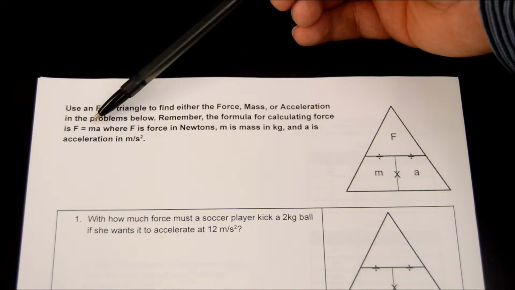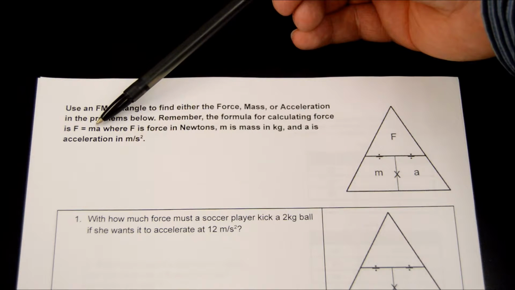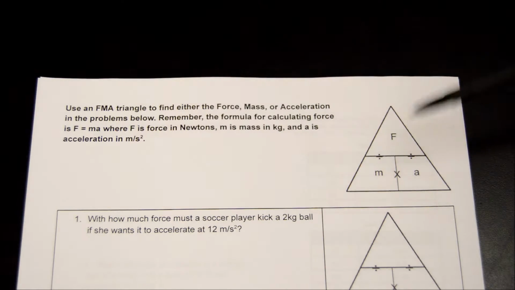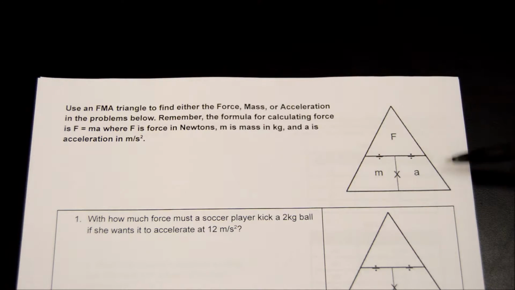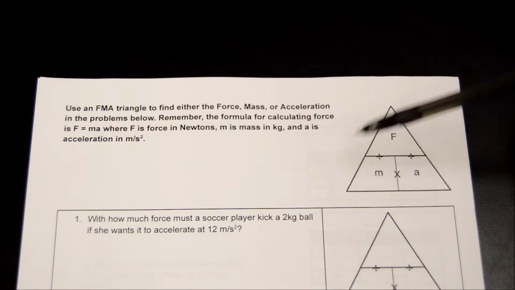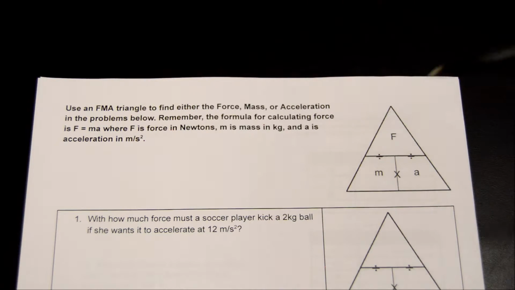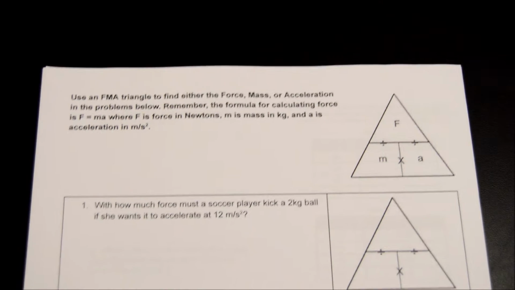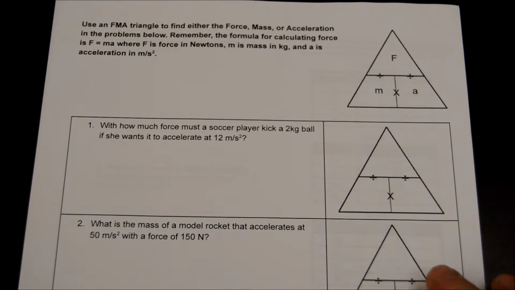This formula, force equals mass times acceleration, will be on your star chart, but your triangle won't be. So remember how the triangle works, and then when you see the formula on the star chart, you can draw the triangle right next to it. Okay, let's try this in one of our problems here.